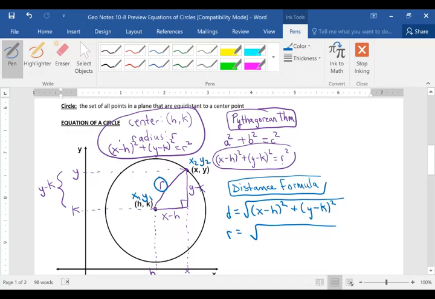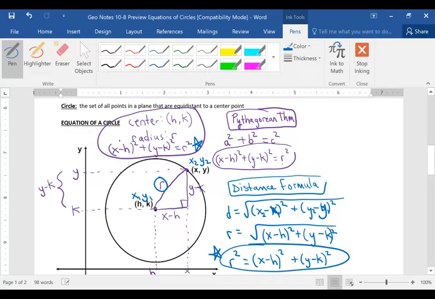Replace here, this should be x2 minus x1 and y2 minus y1. And we're replacing the d with r, the x2 with x, and the x1 with h. And we're replacing the y2 with y and the y1 with k. Square both sides, so you get r squared equals the quantity x minus h squared plus y minus k squared. And it's the same formula as above.